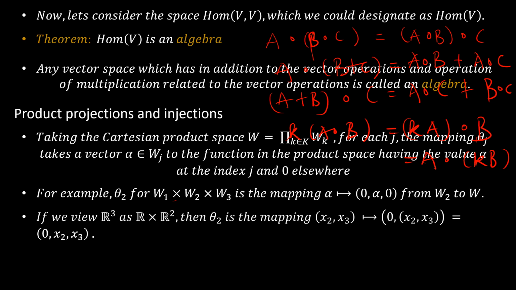So we'll continue exploring this a little bit more. But what we need to know is that we call theta j the injection of Wj space into the product space, Wk, and obviously k is the index.